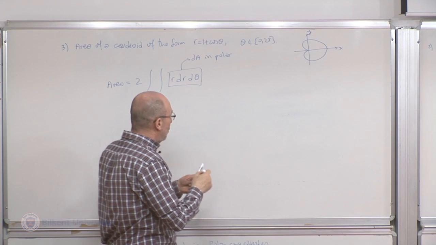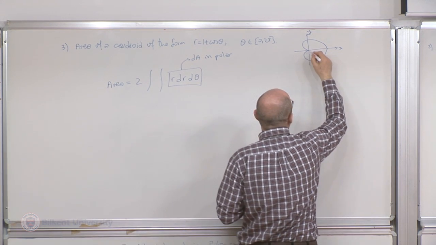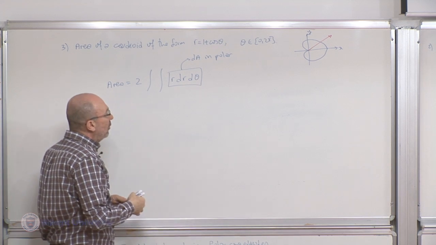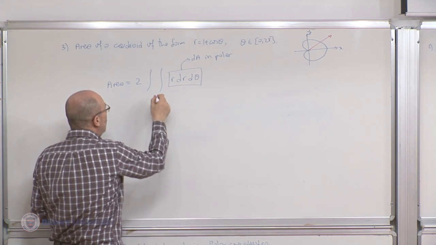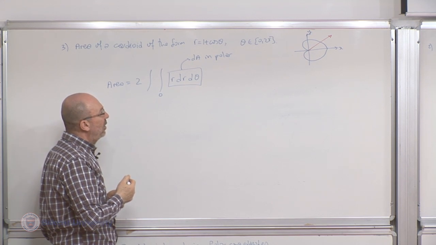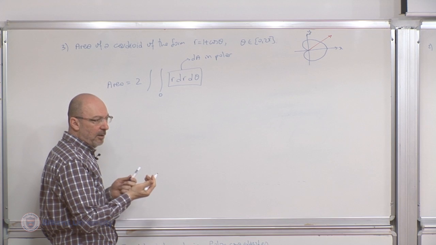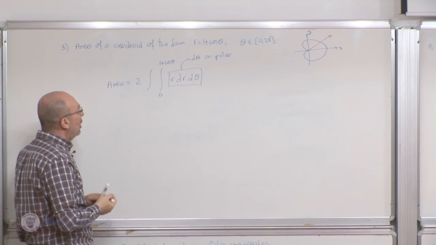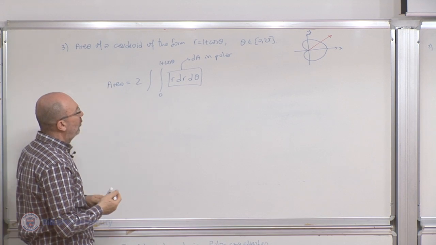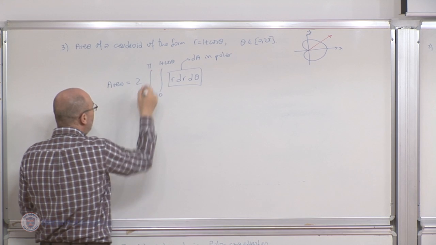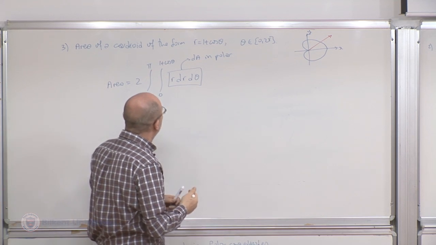Okay, so now we take a typical ray from the origin. When r is equal to 0, we are already in the region, and it leaves the region when r is equal to 1 plus cosine theta. Okay, so 1 plus cosine theta. And this description for the upper half plane is true from theta 0 to pi.